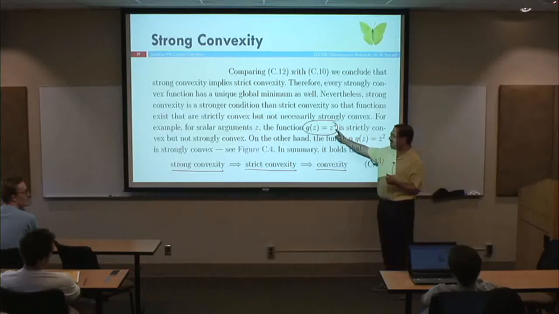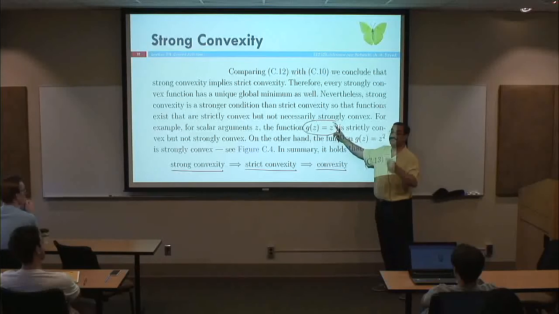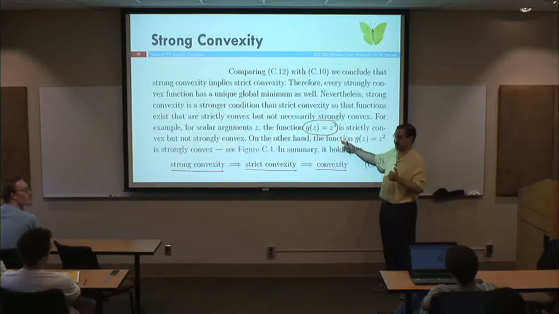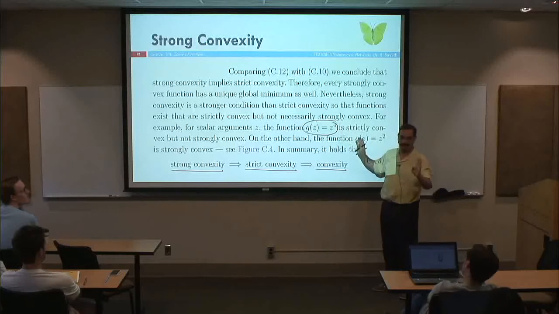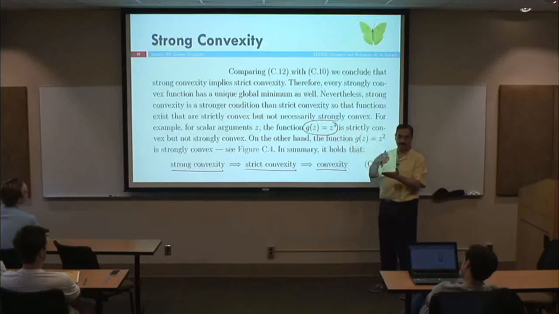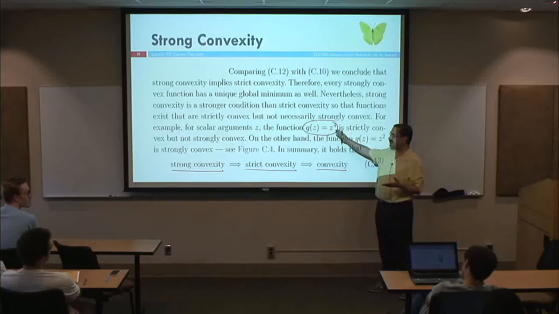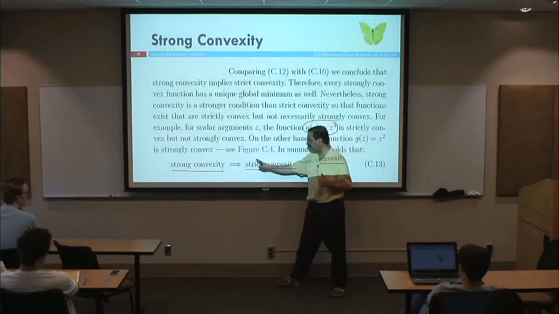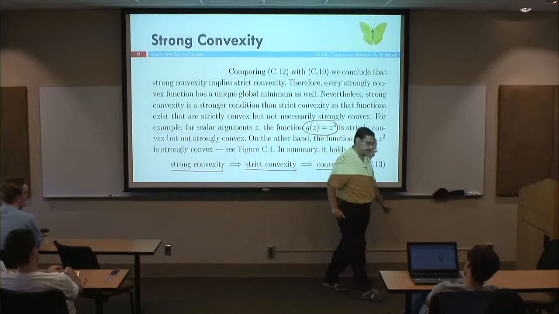But this function is not strongly convex. It is strictly convex. To prove that it is strictly convex, again, this is a homework problem, just go back to the definition. Apply the definition of strict convexity to this, and you'll be able to conclude that it is strictly convex. So this is an example of a function that is strictly convex but not strongly convex, okay?